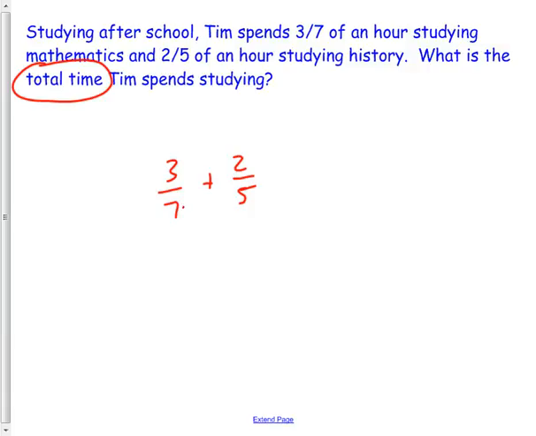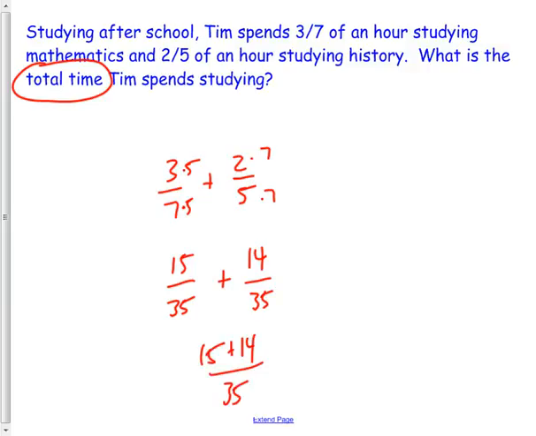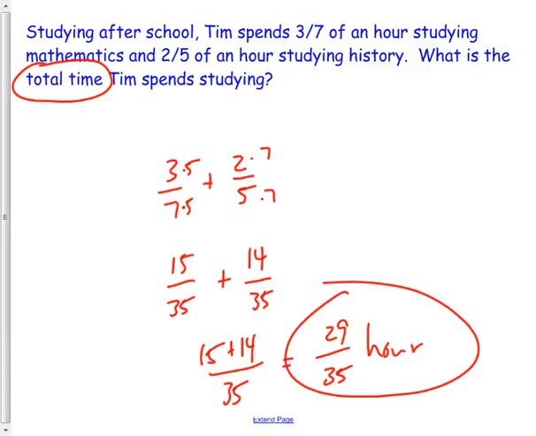Well, I'm going to use 35, so let's multiply by 5 on top and bottom. Multiply by 7 on top and bottom over here. So let's go with 15 over 35 plus 14 over 35. And so now we can go 15 plus 14 all over 35, which is 29/35. And now I say of an hour. Okay, so that would be my total answer. And I can't simplify that any further. So again, the key word here is when it says total time, we need to make sure we're adding. You're going to have a question just like this on your test and on your practice test.